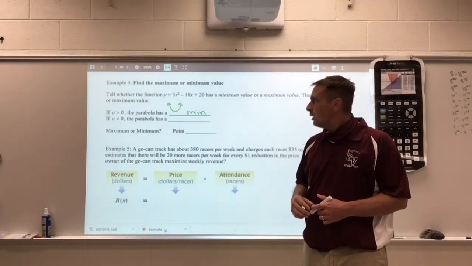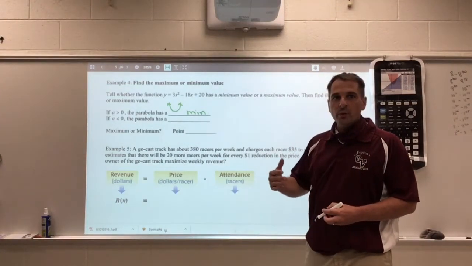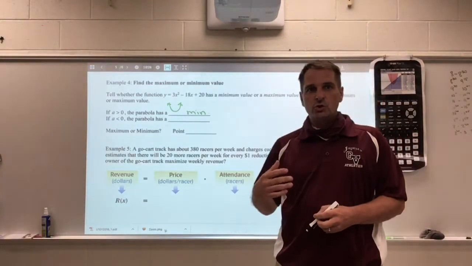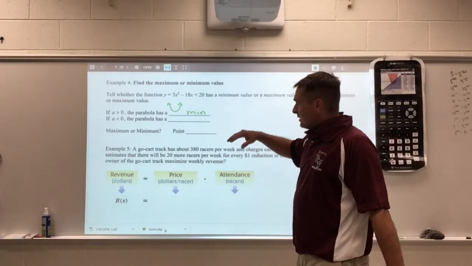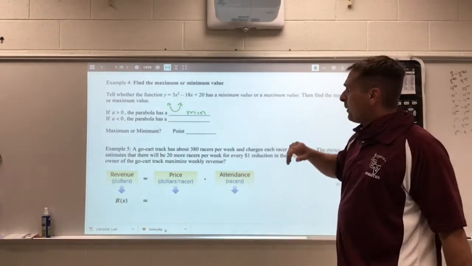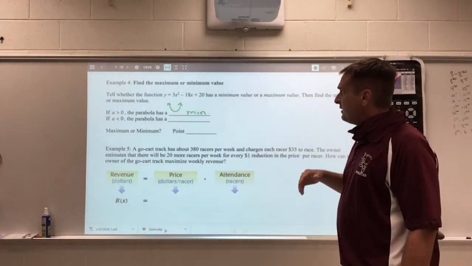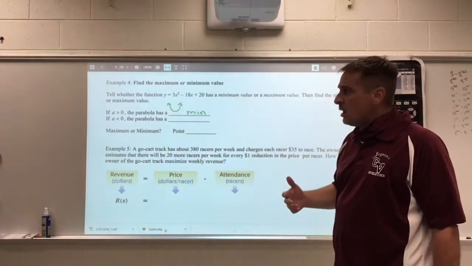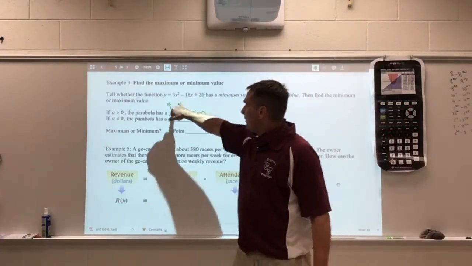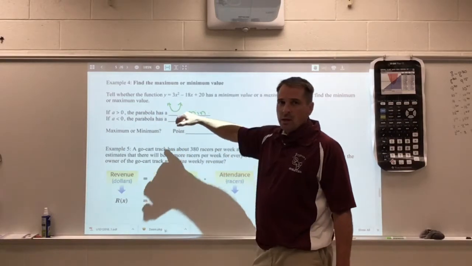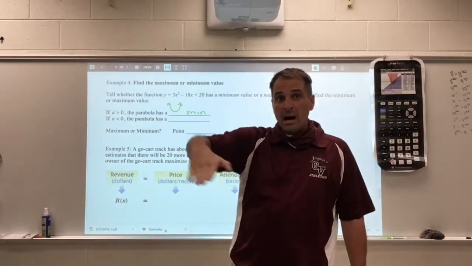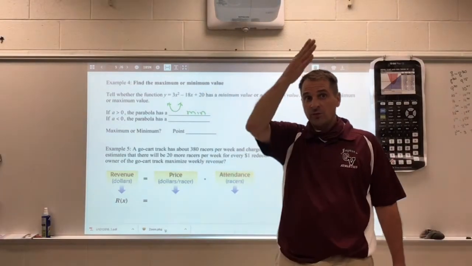Hello everyone. Now, what we're going to do in this next video is go over the two application problems in the notes. The first one says, tell whether the function has a maximum or minimum value and then find it. Remember, if the coefficient is positive, the parabola is going to open up, which means it's going to have a minimum value, a bottom point in the hill or in the curve.